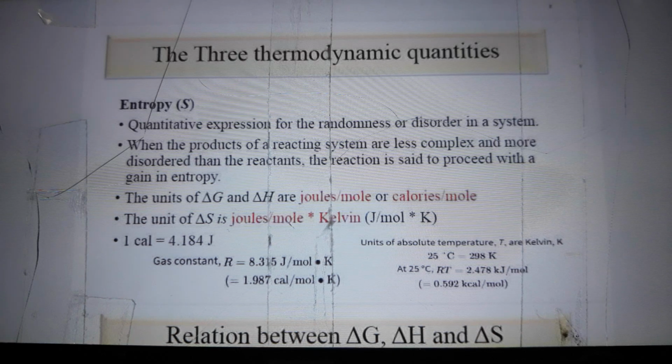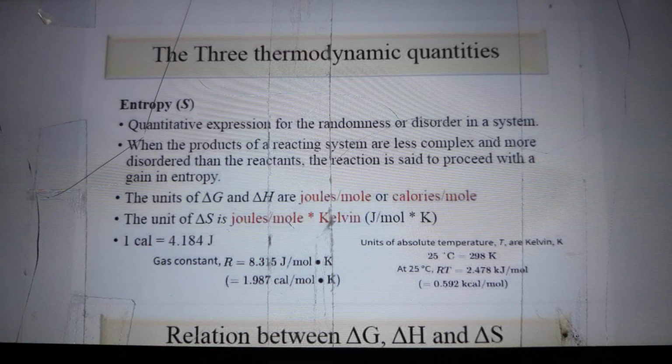The three thermodynamic quantities. Entropy, S: a quantitative expression for the randomness or disorder in a system. When the products of a reaction system are less complex and more disordered than the reactants, the reaction is said to proceed with a gain in entropy.